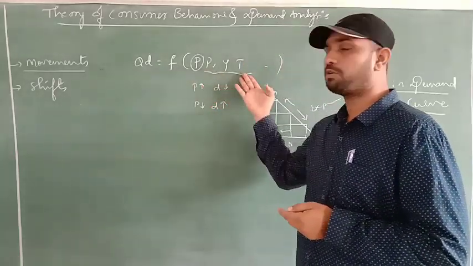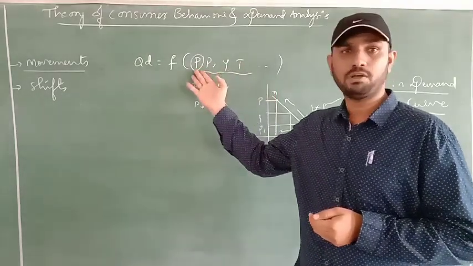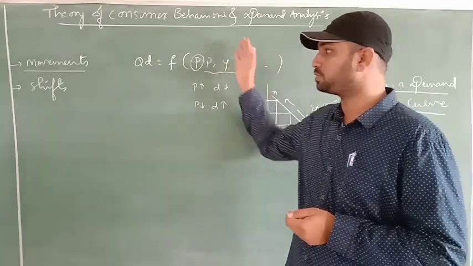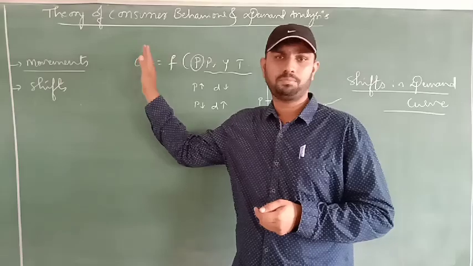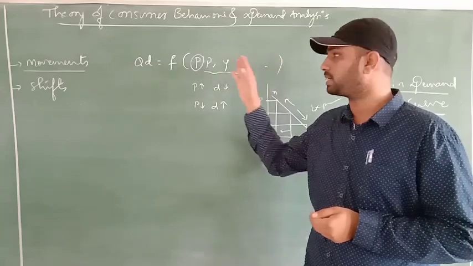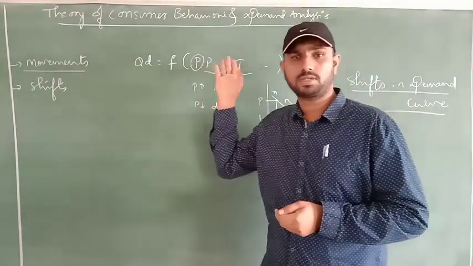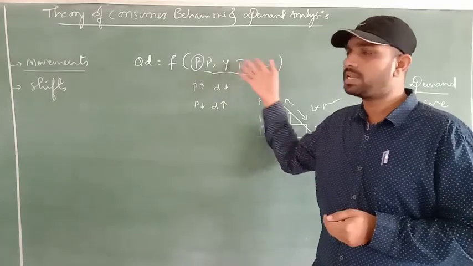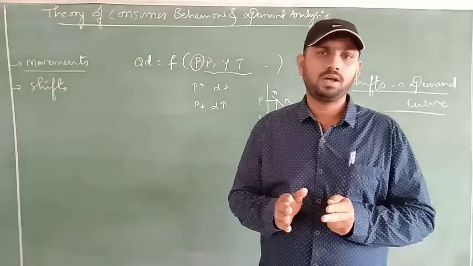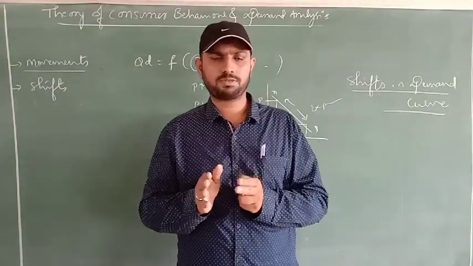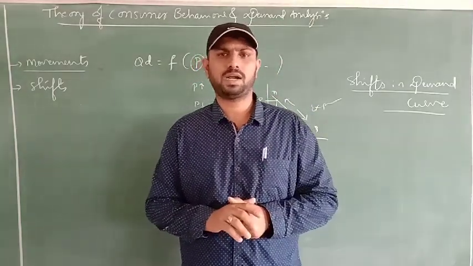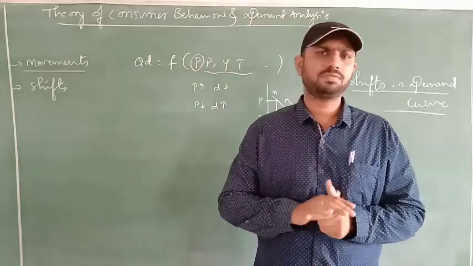Coming to the point, shifts refer to changes other than the price. There are factors of demand: first is P, followed by PR, Y, T, and many more. These are the independent factors which affect the quantity demanded. If other determinants like PR, the price of related goods, the income of a consumer, taste and preferences, or any other factors affect the quantity demanded, and demand moves to a forward or backward level, that is called a shift of the demand curve. So today we'll discuss shifts of the demand curve.